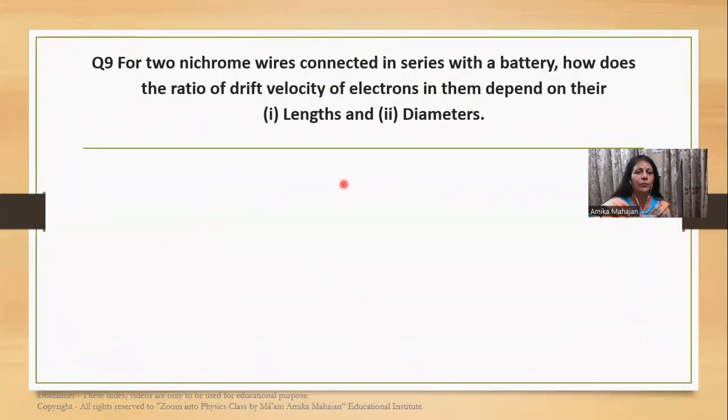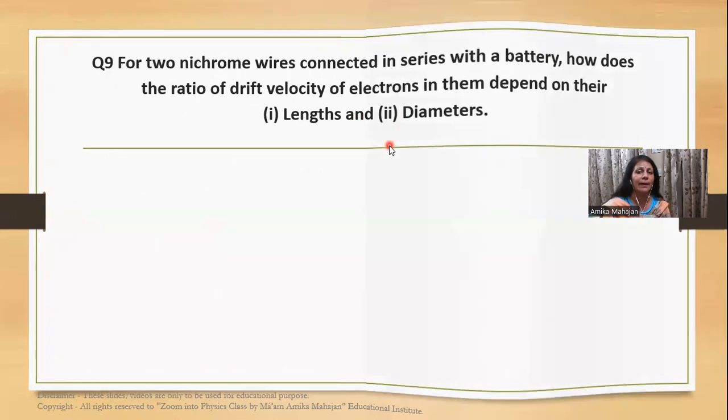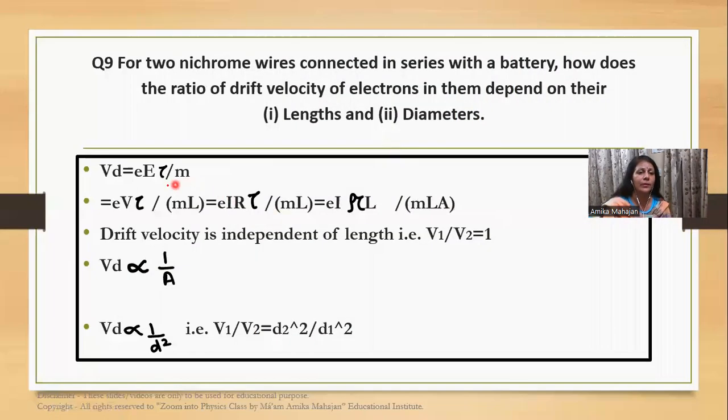For two nichrome wires connected in series with a battery, how does the ratio of drift velocity of electrons in them depend upon lengths and diameters? We know that drift velocity is given by this relation. In place of E, I can write V upon L and V equal to IR. What is R? Rho L upon A. When I put all this in this relation, ultimately I get e I rho tau upon m A.